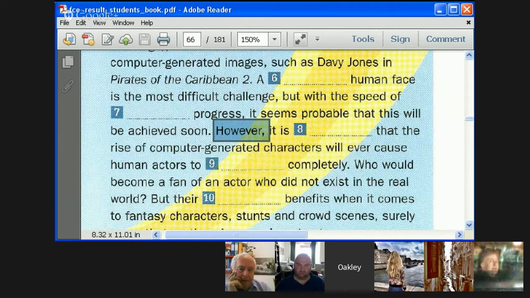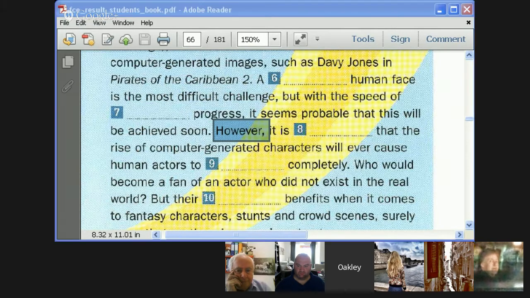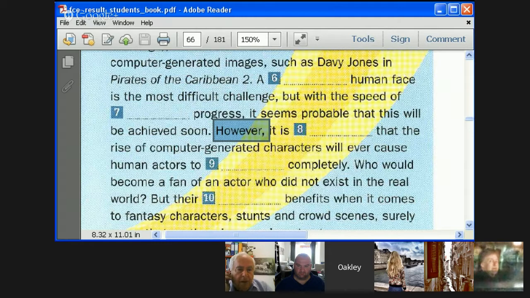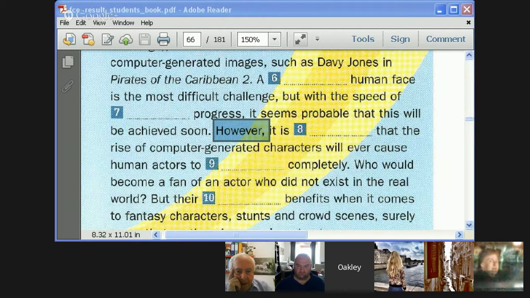Okay, Vincenzo, from "However, it is that the rise of computer-generated characters will never cause a human actor to..." It is possible. I need to give you the word. Your word is likely. Likely. It is likely that... I think, no, read it on.